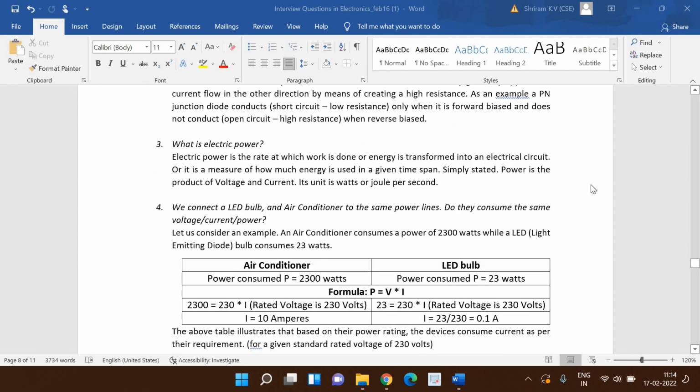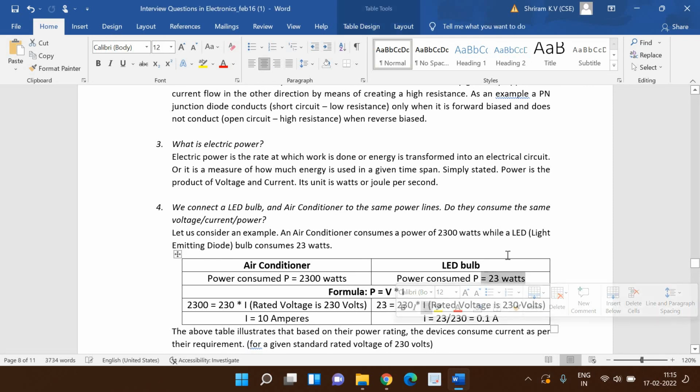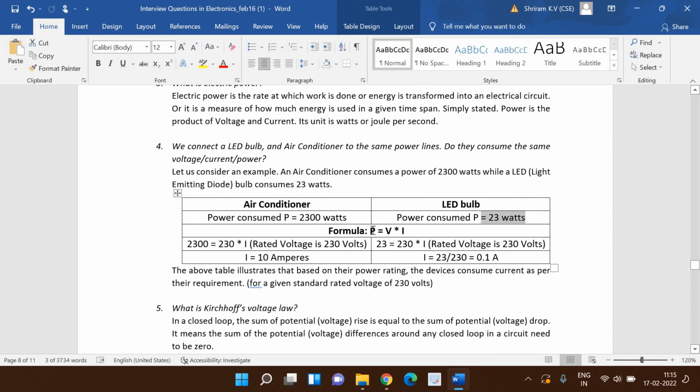We connect an LED bulb and an air conditioner to the same power line. Do they consume the same voltage, current or power? Well, to answer this, I need to take an example, and that's what I'm going to do right now. Let's consider a very simple example where an air conditioner and an LED bulb are taken into picture. An air conditioner consumes a power of 2300 watts, but the LED consumes a very little power of 23 watts. Now let's go ahead with the calculation. Power consumed for the air conditioner is 2300 watts in our case, but in this scenario for the LED it is 23 watts.